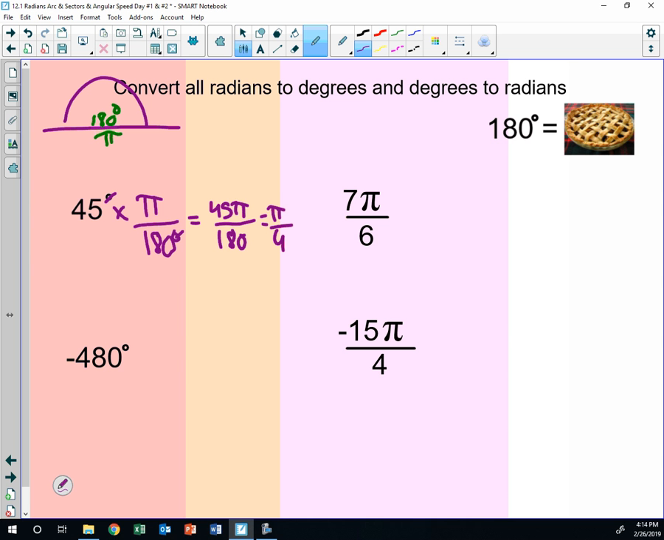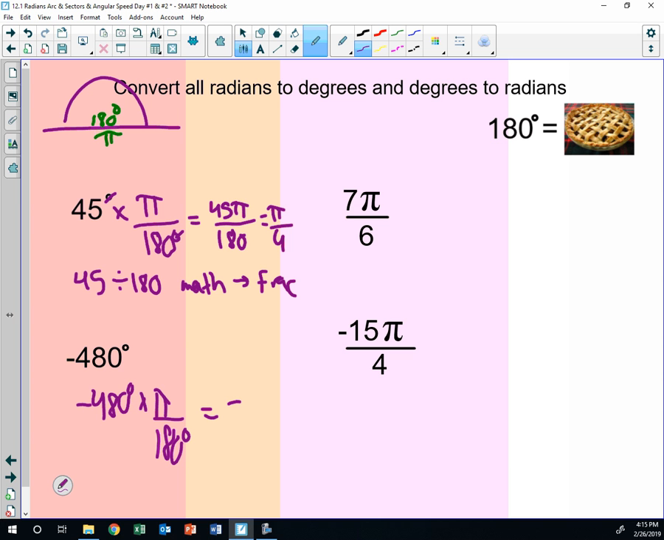And I like to take my calculator, take the non-pi part, 45 divided by 180, and then hit math, and then hit frac, and that will give you the 1/4, and you slap that on times pi. Try that for this one. Negative 480 times pi over 180. Okay, and when you simplify that, it's going to be negative, let's see, what's that going to be?